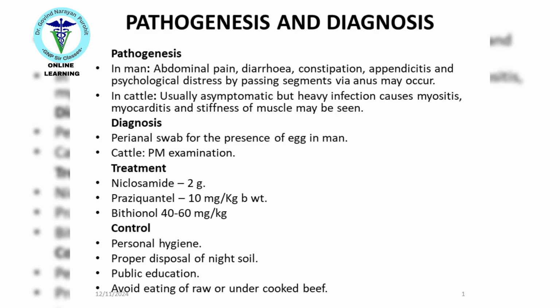Pathogenesis of Taenia saginata in humans includes abdominal pain and digestive issues. In cattle, the infection is usually asymptomatic but can cause muscle stiffness. Diagnosis involves examining feces for eggs, and treatment is with medications like niclosamide.